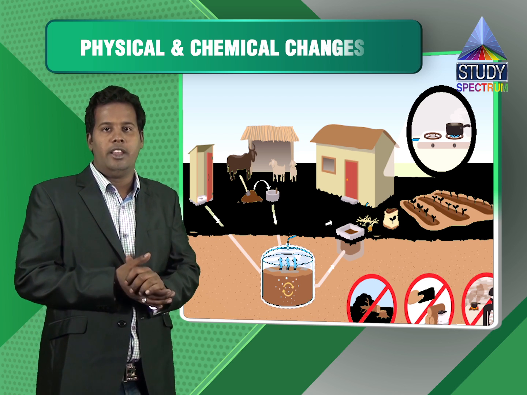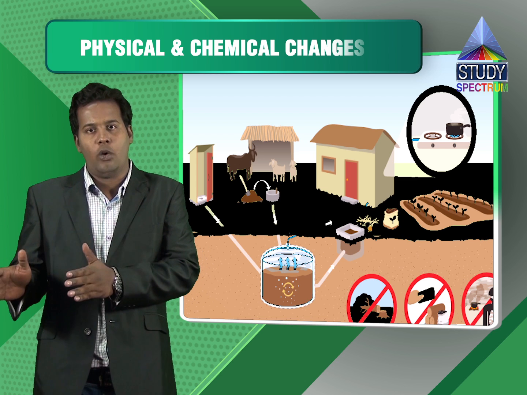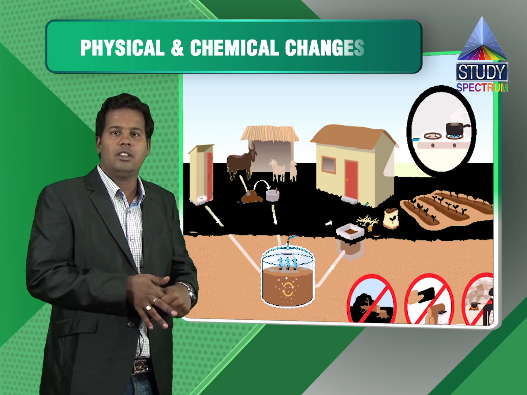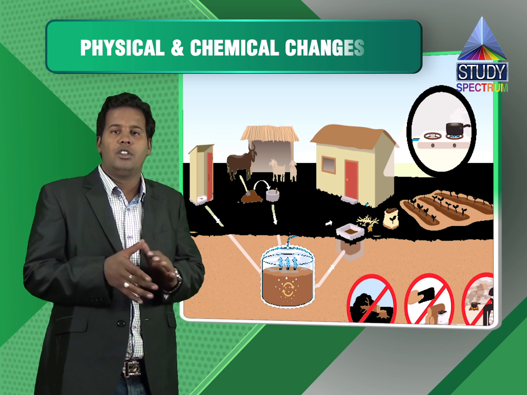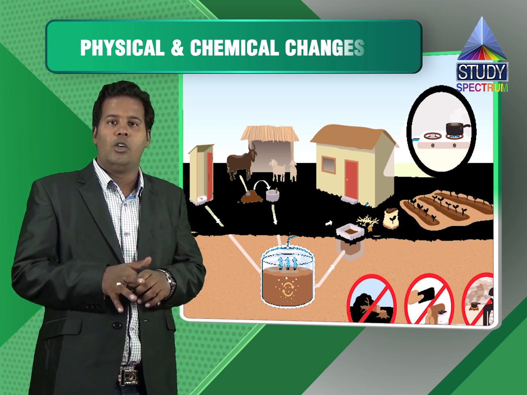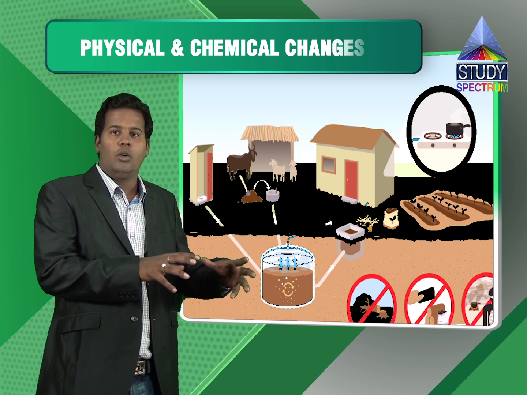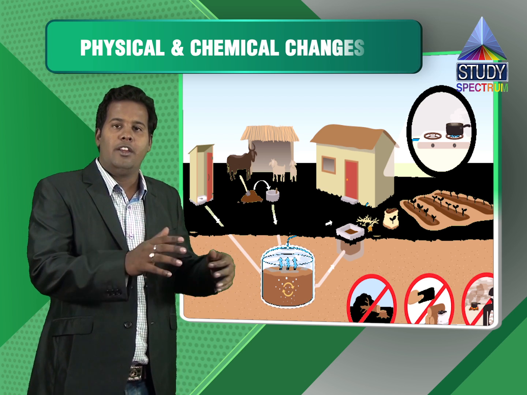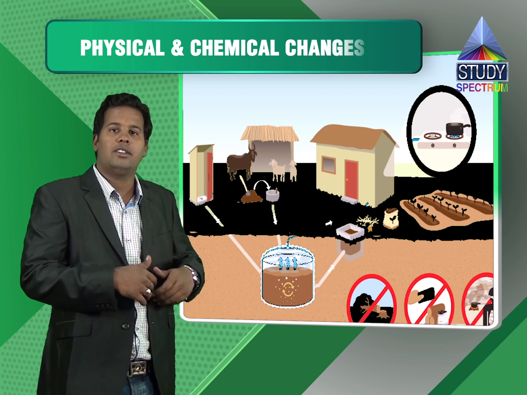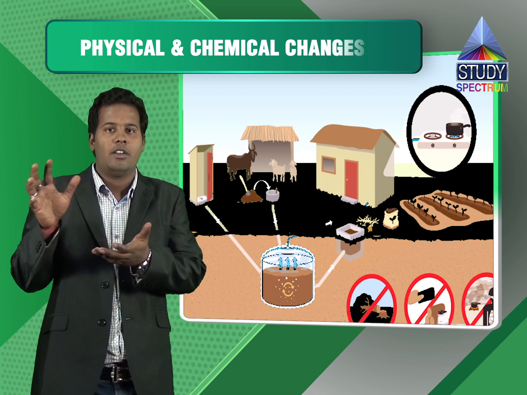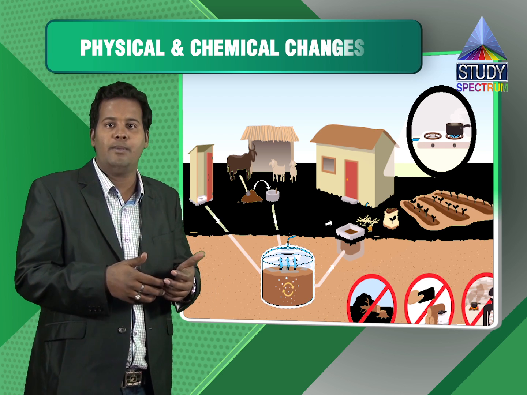The change A is anaerobic bacteria digest animal waste to produce biogas, whereas change B is the biogas is then burned as fuel. Now friends, if you see change A and change B, in both the processes, new substances are being formed. If anaerobic bacteria digest animal waste to produce biogas, then biogas is a new substance and you cannot convert biogas back again to animal waste. It is irreversible at the same time.